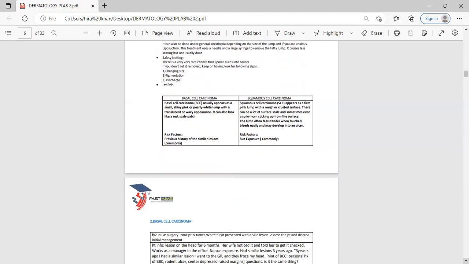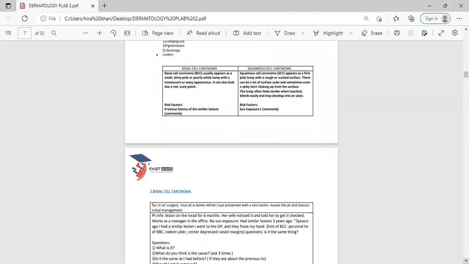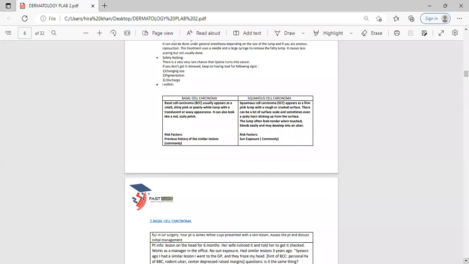Now, the next come is the basal cell carcinoma and the squamous cell carcinoma. So first of all, you should know the difference between them. Whenever this kind of scenarios will come, the only way to differentiate between them is if you know the risk factor as well as the morphology of the lesion. So you should know that the basal cell carcinoma appears like a small shiny or pearly white lump, you can say, and it has a very clear waxy appearance. And it also would look like a red scaly patch.